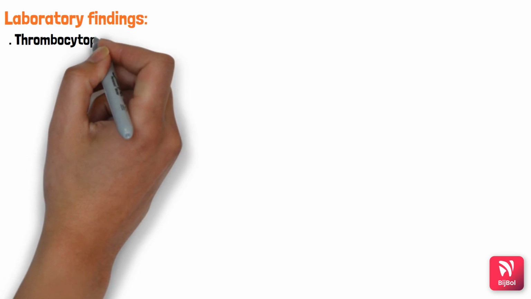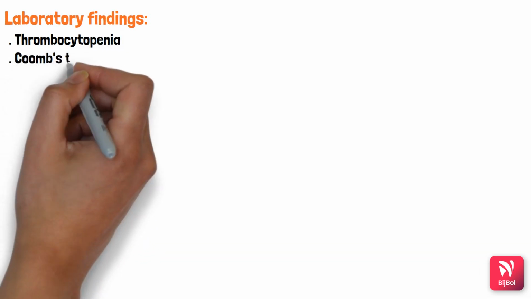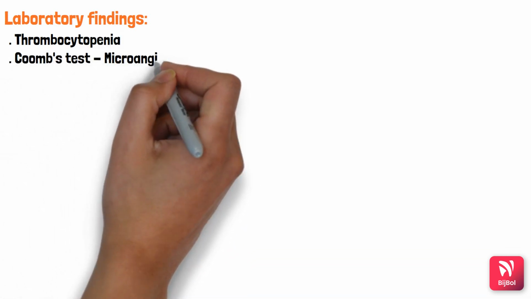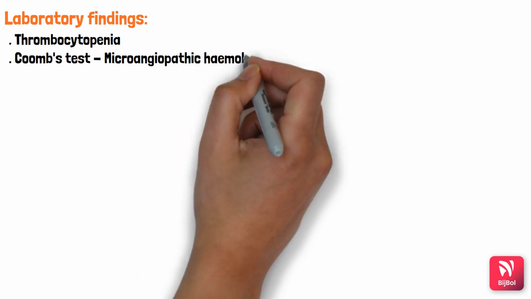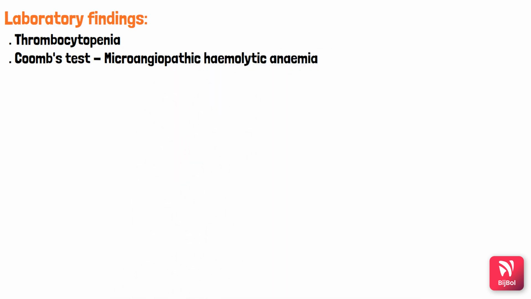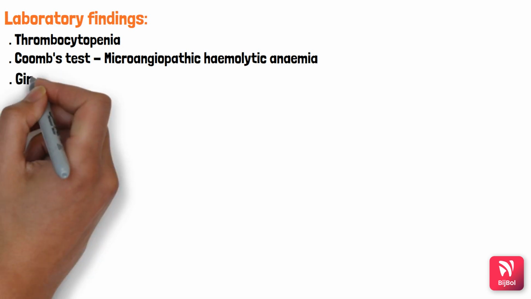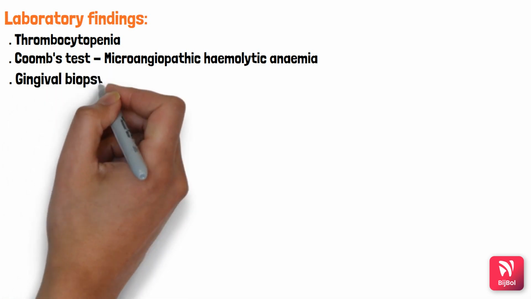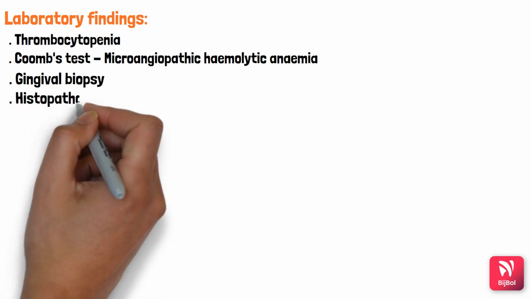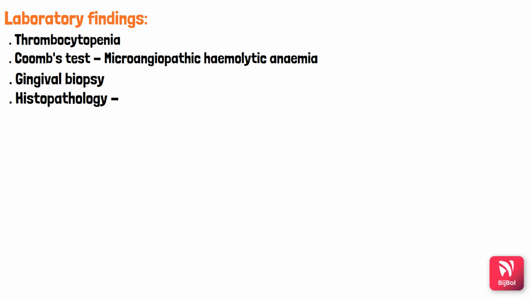Whereas upon Coombs test, we can see microangiopathic hemolytic anemia also. And the best way to check for TTP is doing a biopsy, again a gingival biopsy. So when we do biopsy under histopathology, what we can see is that all the blood vessels show microthrombi formation.